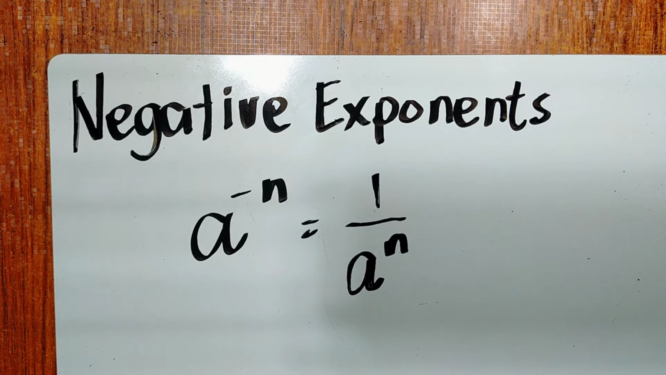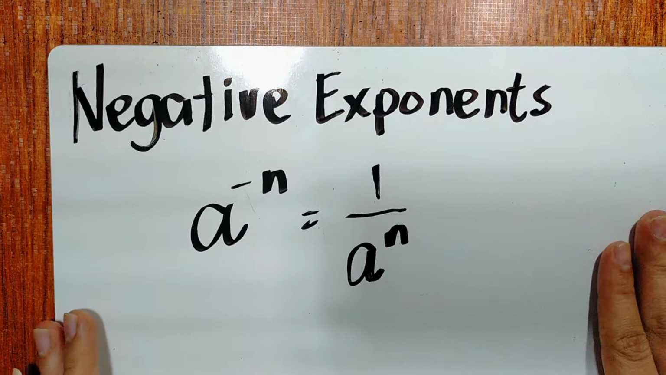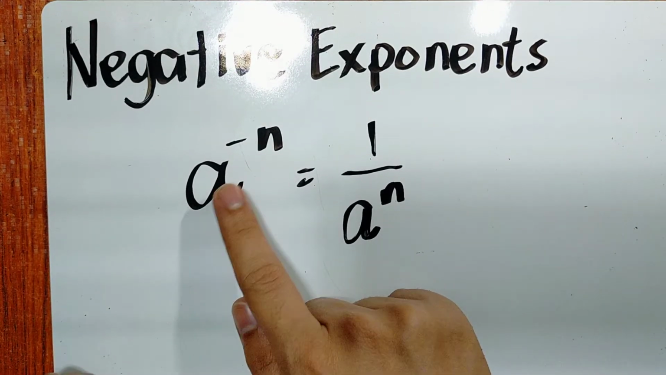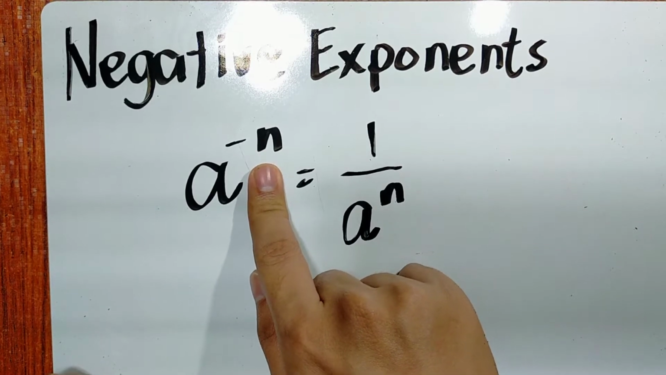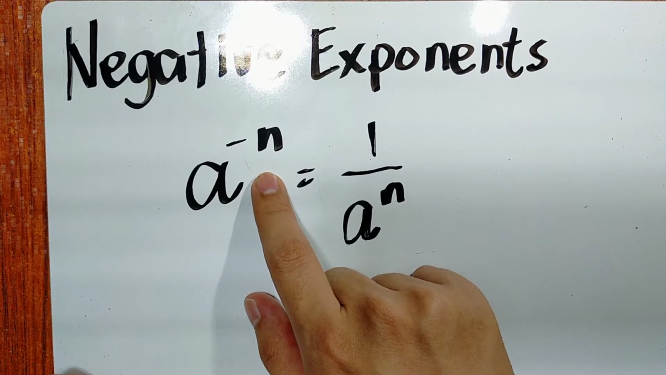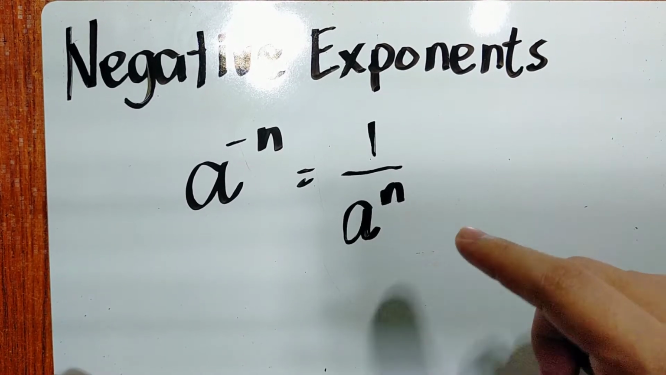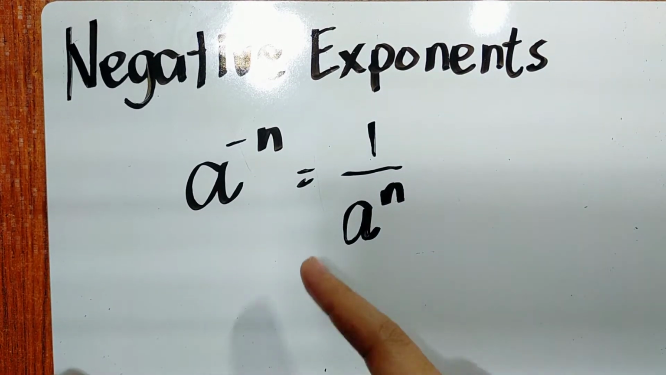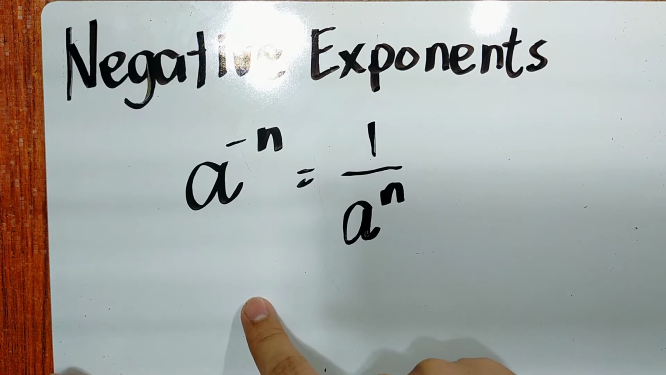Okay? Lagi nyo pong tatandaan na kapag may na-encounter kayo na negative exponent, tandaan nyo, i-reciprocal agad natin sila. Okay? So, paano ba tayo magre-reciprocal? Or paano ba gagawin kapag may negative exponent? For example, we have here the base a and exponent of negative n. Okay? So, paano natin to i-reciprocal? Ano ba ibig sabihin ng reciprocal? To switch. Okay? To switch a number or any positive integer and then isi-switch natin siya.